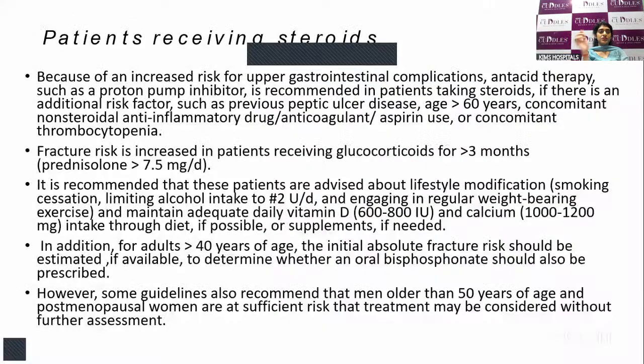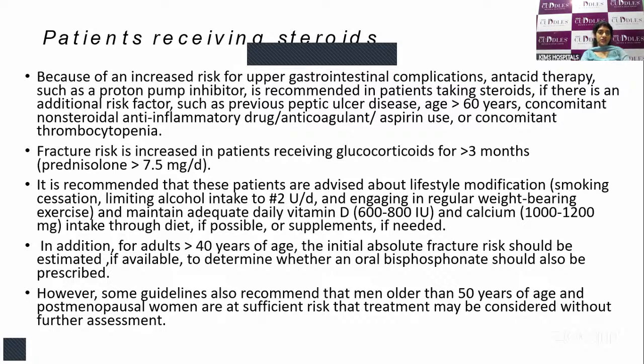For patients receiving steroids, there is an increased risk for upper gastrointestinal complications. I've just encompassed all of this, not limited to one age group, but generally anybody on steroids can have upper gastrointestinal complications. Antacid therapy such as a proton pump inhibitor is recommended in patients taking steroids. They have a high risk for developing peptic ulcer, especially in age groups of more than 60 years, and with concomitant NSAIDs, anticoagulant and aspirin use. All of this becomes risk factors while using steroids.